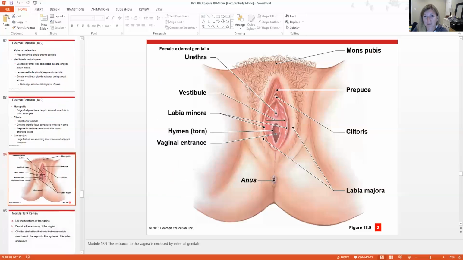Something about me being female, I just don't like this view. I was never meant to be a gynecologist, I guess, but you can see these structures here: the labia majora, labia minora, the hymen, the urethra entrance, the clitoris, the prepuce, which is that extra piece of fold of skin, and then the vaginal entrance.